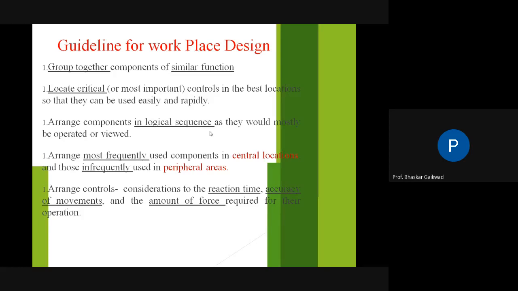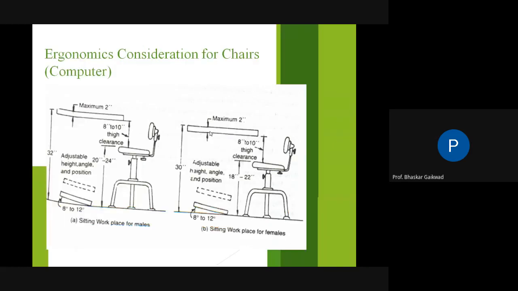Consider controls in terms of reaction time, accuracy of movement, and the amount of force required for their operation. Time is very important. Accuracy of movement is very important. How much force is required to do that assembly? This point also we have to consider while designing.